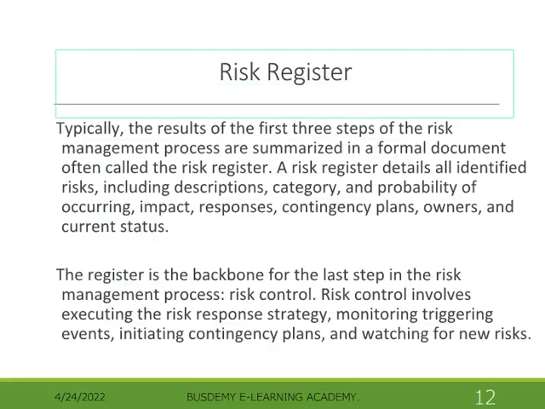Typically, the results of the first 3 steps of the risk management process are summarized in a formal document often called the risk register. A risk register details all identified risks, including descriptions, category, probability of occurring, impact, responses, contingency plans, owners, and current status. The register is the backbone for the last step in the risk management process, risk control. Risk control involves executing the risk response strategy, monitoring triggering events, initiating contingency plans, and watching for new risks.